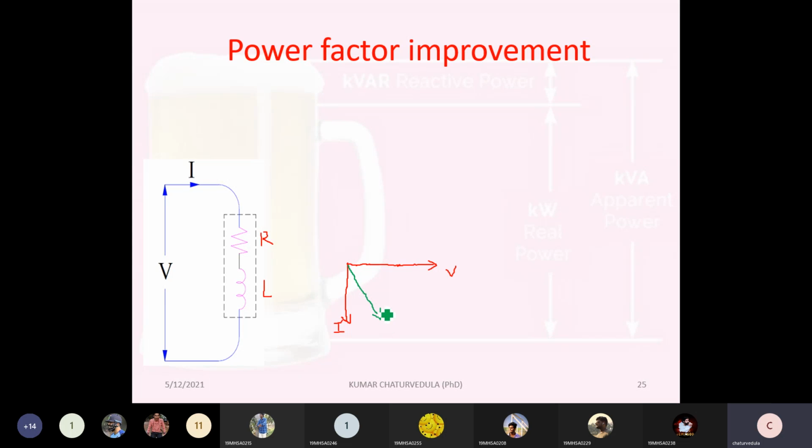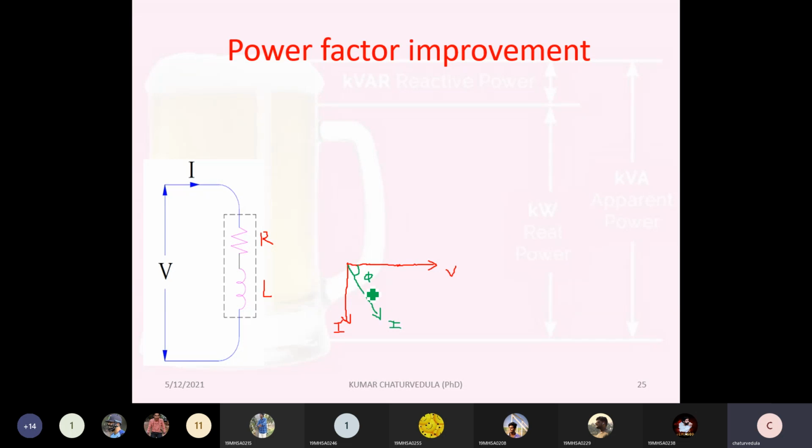Somewhere like this. This is the angle phi. Now this is the lagging angle. So this is the lagging angle phi.